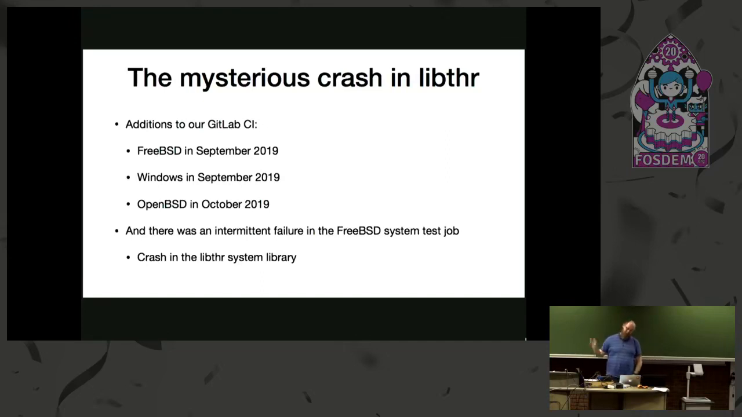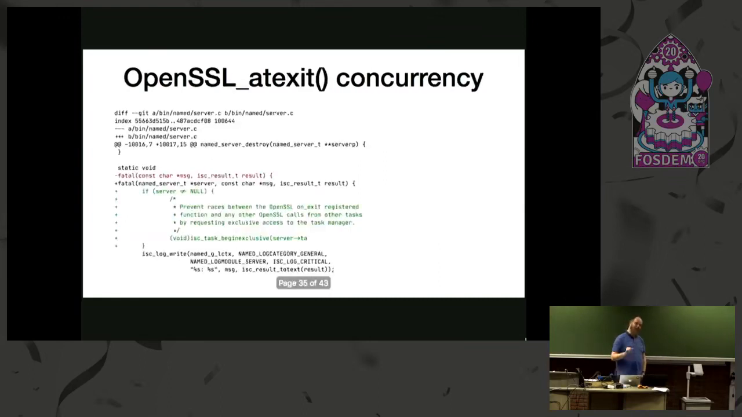There was an intermittent failure in the FreeBSD system test job, and it was a crash in the libthr system library. It was an OpenSSL exit concurrency issue, because OpenSSL 1.1 automatically destroys the resources. But if you have multiple threads running and shutting down the resources, one of the threads was destroying the mutexes held by OpenSSL before the OpenSSL on-exit functions ran.